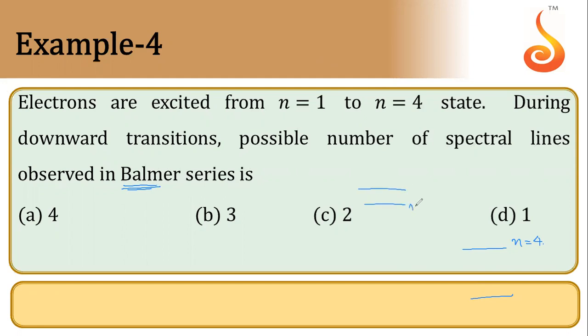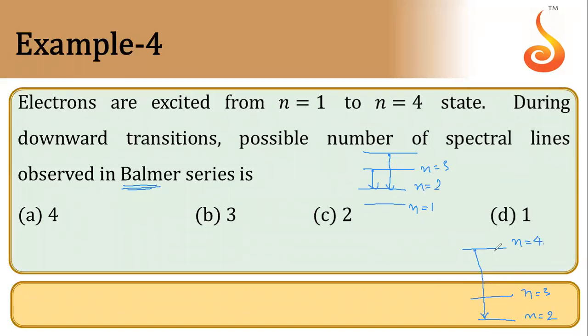Balmer series means, let's say n = 1, 2, 3, and so on. In the Balmer series, electrons will be moving only from a higher orbit to the second orbit. Now we need to calculate how many possible transitions there are, or in how many ways electrons can jump from 4 to the second orbit. One possibility is that the electron directly moves from 4 to the second orbit.